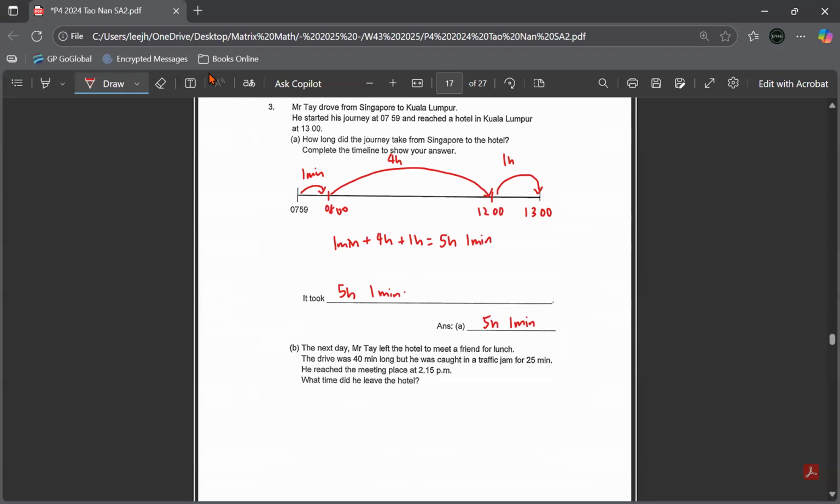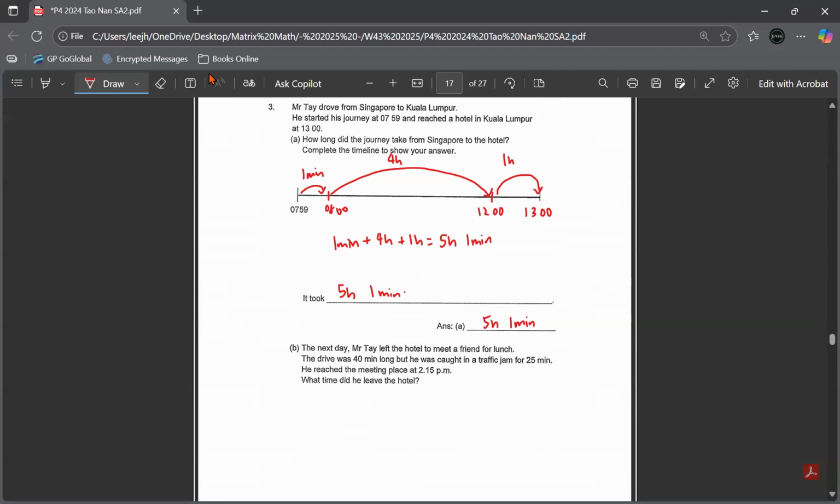Question B. The next day, Mr. Tay left the hotel to meet a friend for lunch. The drive was 40 minutes long, but he was caught in a traffic jam for 25 minutes. He reached the meeting place at 2:15 p.m. What time did he leave the hotel?